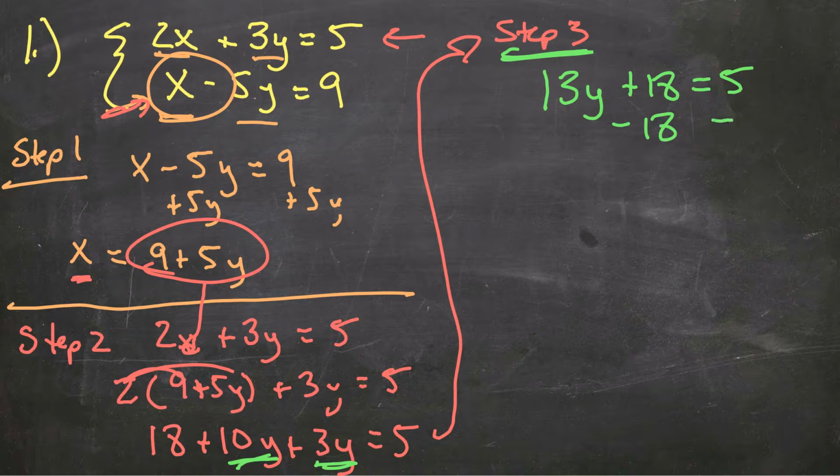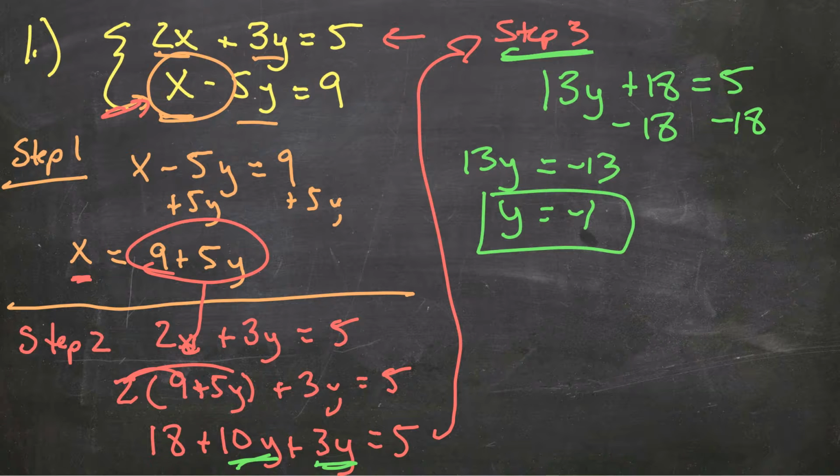I subtract 18 from both sides. I get 13y equals negative 13. So y equals negative 1. That's my first number answer. I'm done with step 3. Now I have to do step 4.